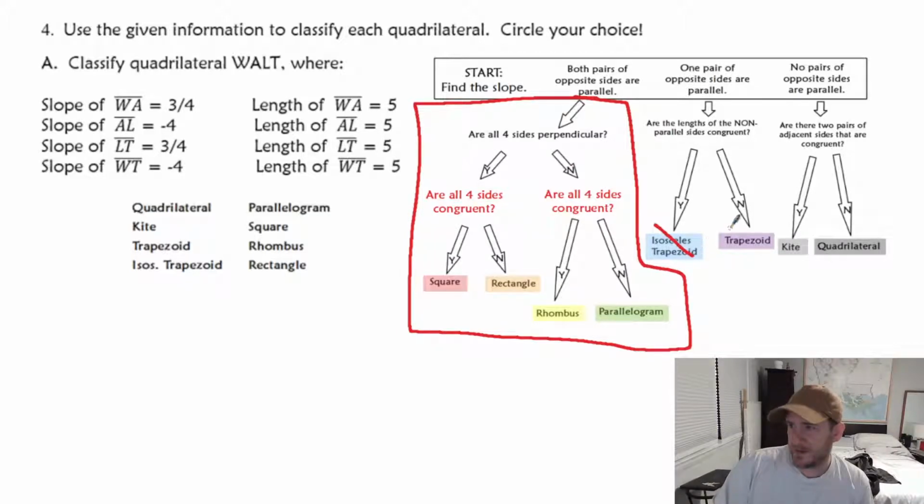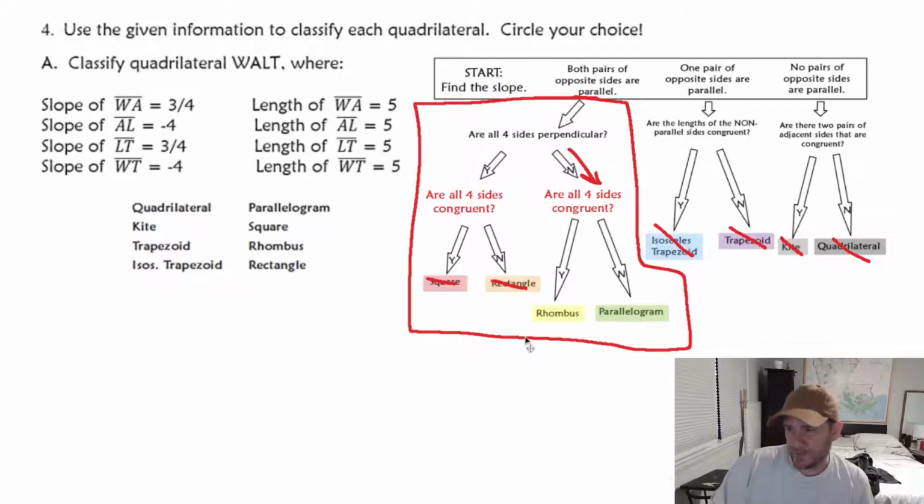So we can't be that or that or that or that. Now, are the sides perpendicular though? No, because these adjacent sides do not have slopes that are opposite reciprocals. So that means we don't have right angles. That means square and rectangle are out because we're coming down this branch now. And we're either a rhombus or a parallelogram.